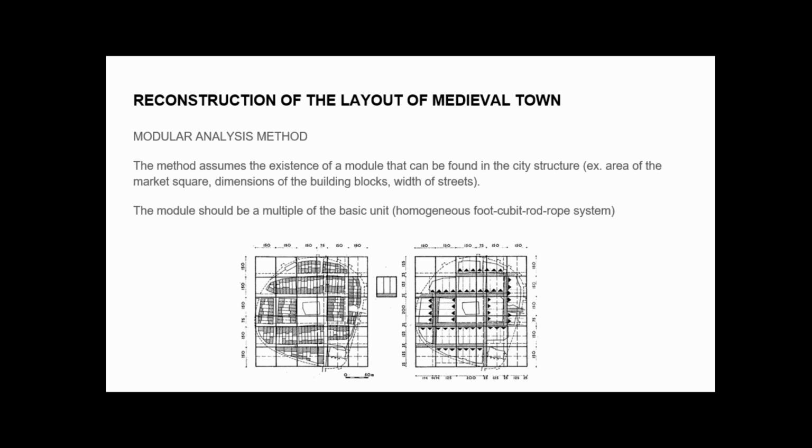So, how to reconstruct the layout of a medieval town? The most commonly used method, which as I already said has been used since the 60s, is called modular analysis or metrological geometric analysis. It allows us to reconstruct the parcellation based on a model unit of measure, confirmed in written sources. So firstly, we have to assume what kind of unit was used.